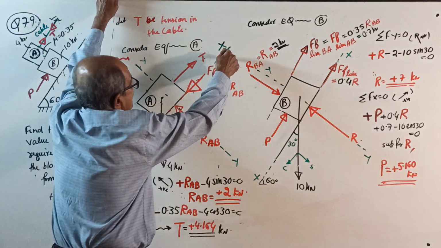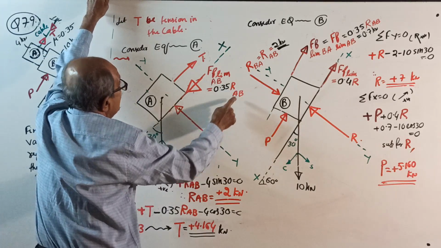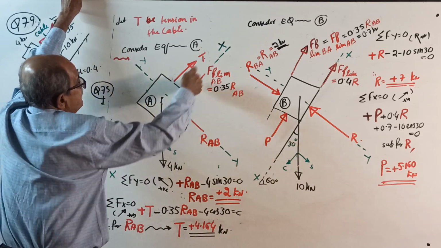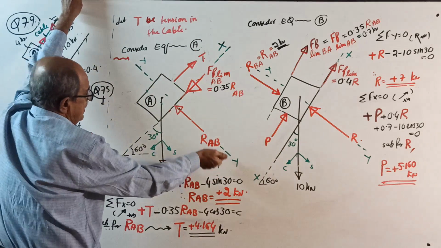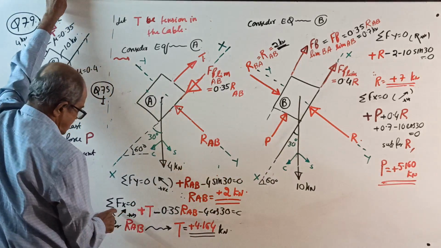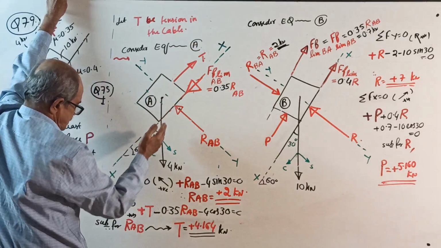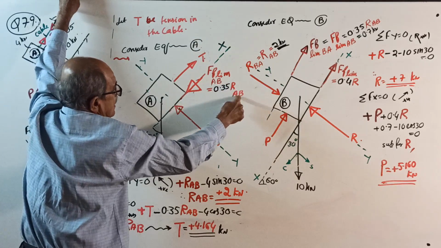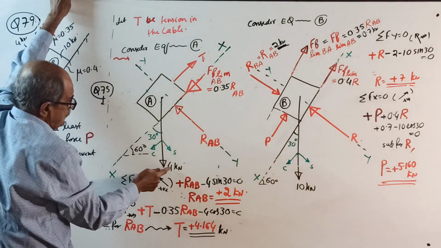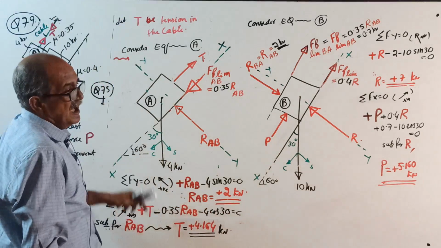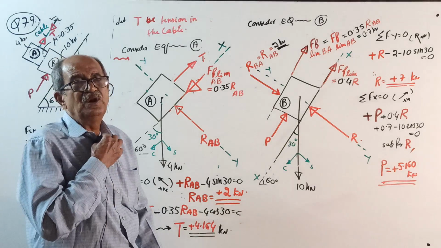Okay. Friction limit for AB is 0.35 times RAB, and tension T. Sigma Fy equals 0: RAB minus 4 sin 30 equals 0, so RAB will come to 2. Sigma Fx equals 0, right side positive: plus T minus 0.35 RAB minus 4 cos 30 equals 0. You get the tension T. Actually, tension is not required; it is only for the answer.